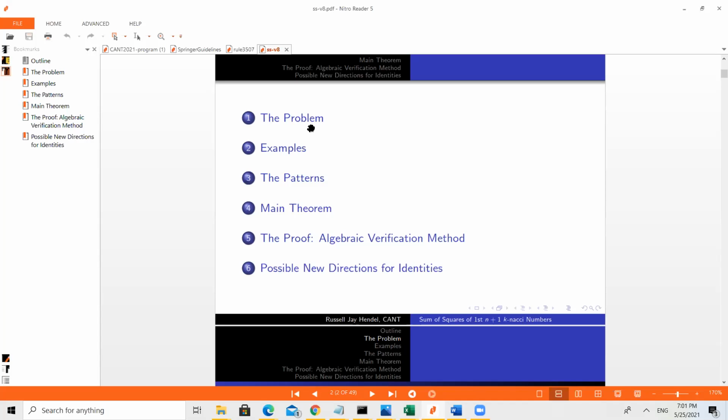Sum of squares. So if you want, think of the sum of the squares of the first n Fibonacci numbers. This is a statement about the generalized Fibonacci numbers. So it's a statement for k equals 2, 3, 4, up to infinity. The examples will look at 2, 3, 4, and 5, which are known, and I'll throw in 6.